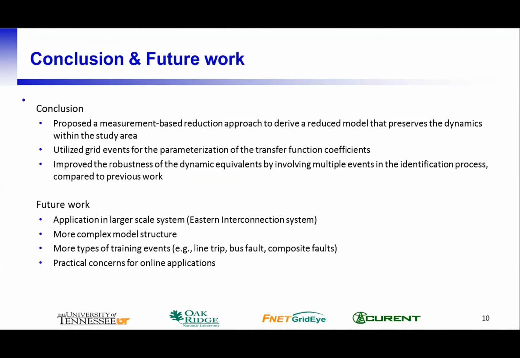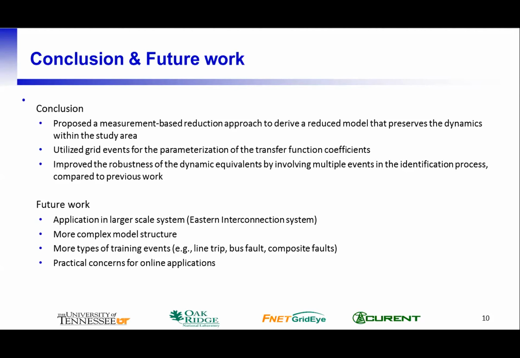To sum up, our work proposed a measurement-based reduction approach to derive a reduced dynamic model that preserves the dynamics within the study area. This is all based on the underutilized linearity assumption of the interconnected power system on the boundaries between the external area and the study area. We used grid events to identify the parameters of the transfer function coefficients, and to improve the robustness of the dynamic equivalence, we proposed multiple events training in the identification process.